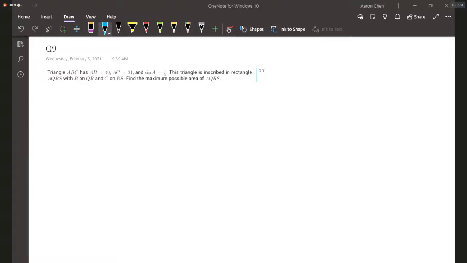Alright, so I'll start going over this problem now. You're given triangle ABC, and you have that AB is equal to 40, and AC is equal to 31, and sine of A is 1/5. And now you're given that the triangle is inscribed in rectangle AQRS with B on QR and C on RS.